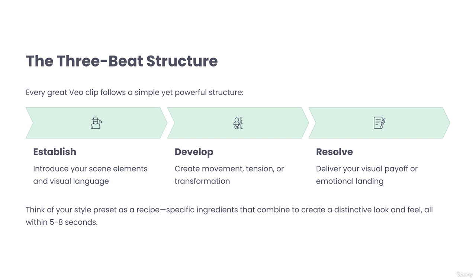When you choose a style in Veo, you're choosing a language. The model reads your cues, lens, motion, palette, texture, rhythm, and on Veo 3, if you enable it, sound, and translates them into a short, coherent film. Think in 3 beats that fit 5 to 8 seconds. Establish, develop, resolve.